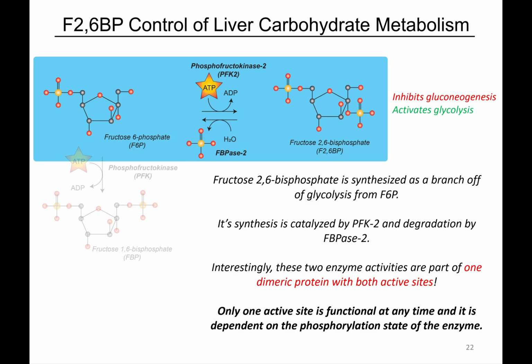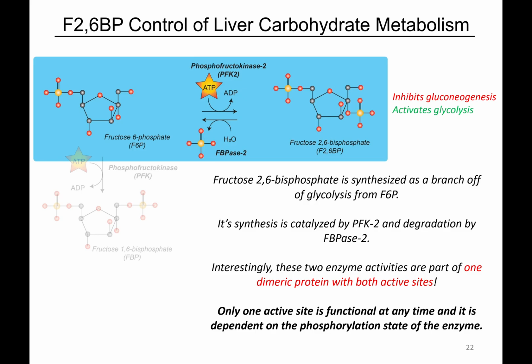So how does all this work? So this molecule fructose 2,6-bisphosphate, right? This is the key activator of glycolysis, of PFK. It's also a potent inhibitor of FBPase. Okay? It is synthesized from fructose 6-phosphate by this enzyme PFK2. Phosphofructokinase, we know its role is to convert fructose 6-phosphate to fructose 1,6-bisphosphate.